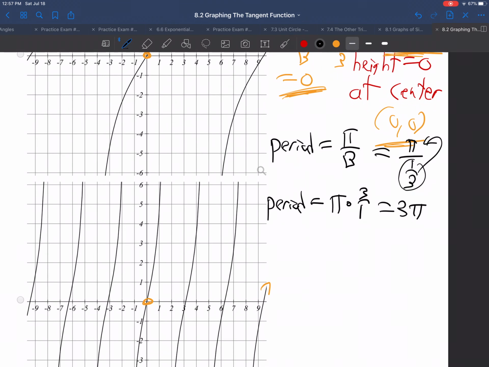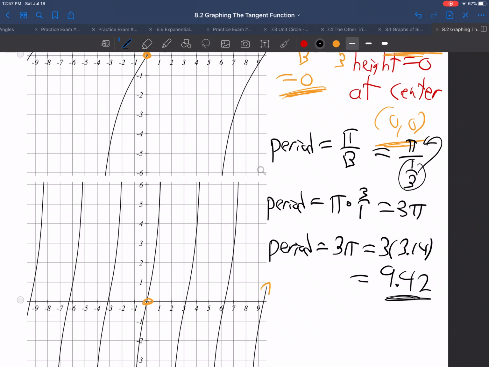Now, what is 3 pi? Like, what kind of number is it? Well, pi is about 3.14. So this is about 9.42. We can just say it's a little more than 9. You won't have a calculator. You don't even need a calculator at this point. It's a little more than 9. You know that 3 times 3 is 9, and pi is a little more than 3, so this is a little more than 9.